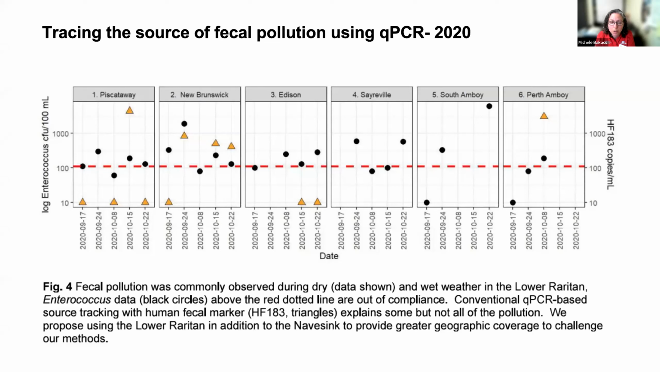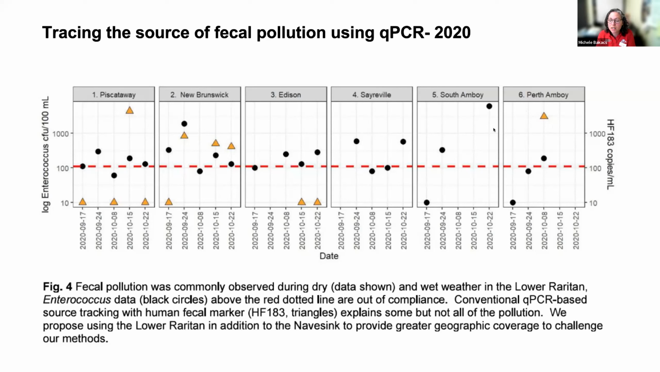Last year, EPA was doing a similar kind of analysis, again, to look at sources. What they did find was that these orange triangles here are showing where this gene, called HF183, the human fecal marker, was detected. Those orange triangles indicate potential human sources of pathogens in the water. They were detected at Piscataway and at New Brunswick, at low levels in Edison, and once in Perth Amboy.